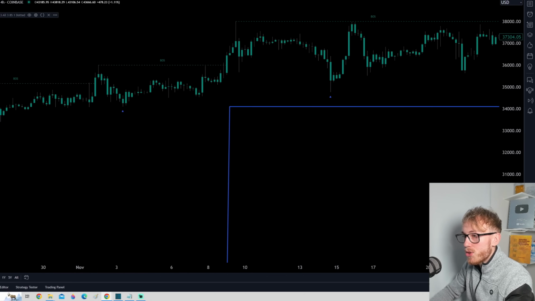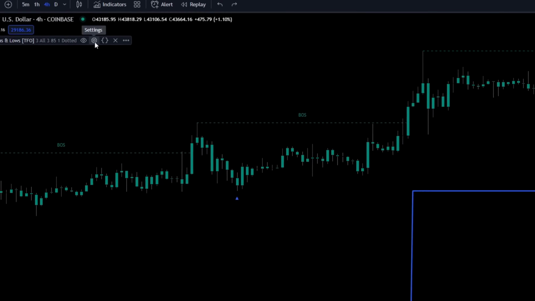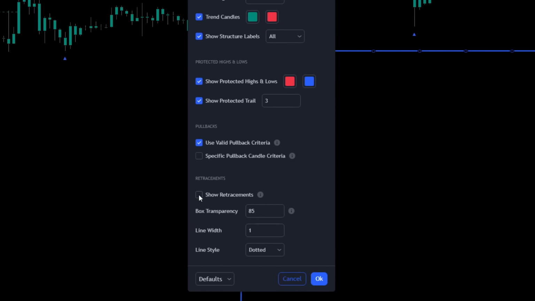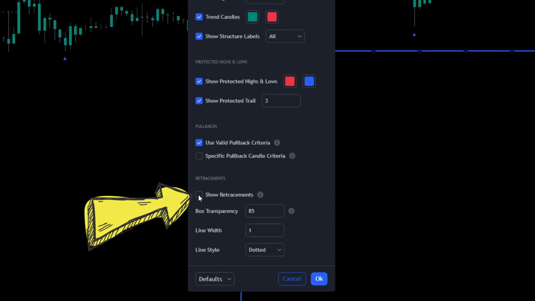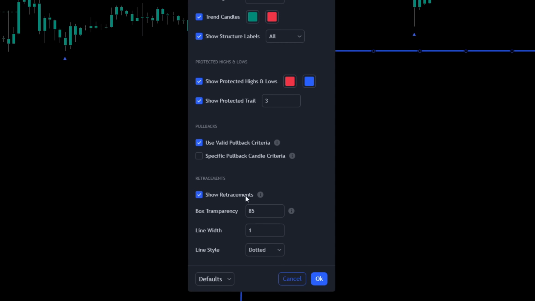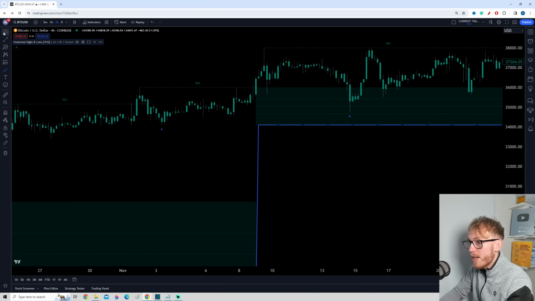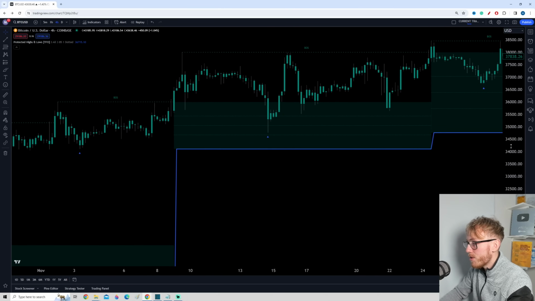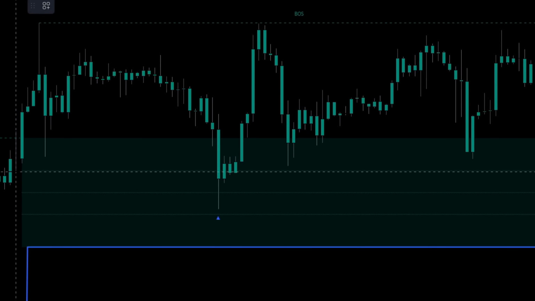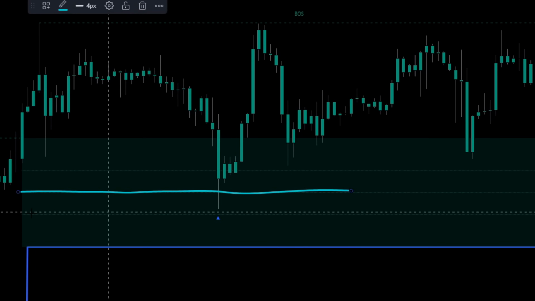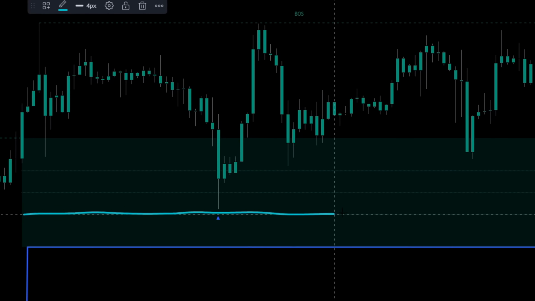Last but not least, I want to show you the last setting here. So let's go back here to the settings tab for the indicator. Remember that I talked about the show retracement settings right here. If we check this show retracement setting and then go down here and press OK, you can see that we will display levels here on the chart. You can see that we have 3 lines. This line right here is the 30% mark, we have the 50% mark, and we have the 70% mark.